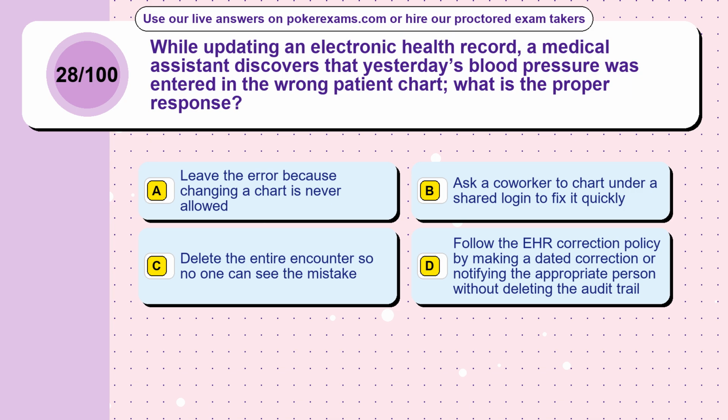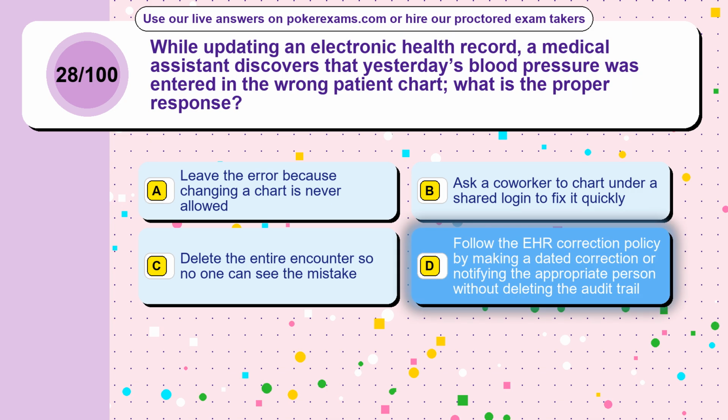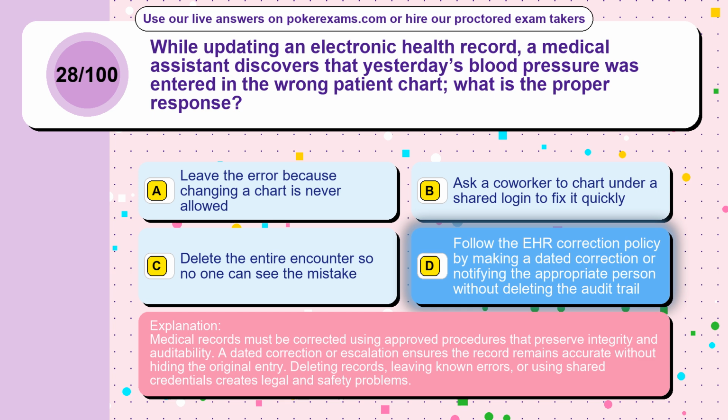Follow the error correction policy by making a dated correction or notifying the appropriate person without deleting the audit trail. The correct answer is option D. Medical records must be corrected using approved procedures that preserve integrity and auditability. A dated correction or escalation ensures the record remains accurate without hiding the original entry. Deleting records, leaving known errors, or using shared credentials creates legal and safety problems.